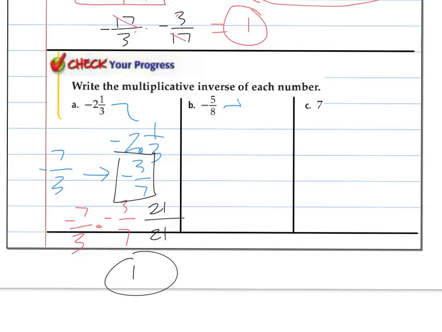Over here, multiplicative inverse, just flip it around. It's going to be a negative 8/5. Whole numbers, you want to put over 1 so that you can see its multiplicative inverse is going to be 1/7. It's a fun word, multiplicative inverse.